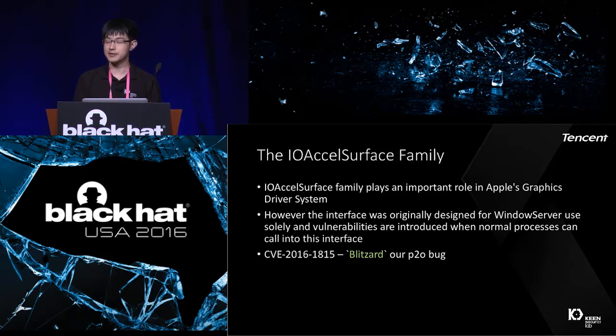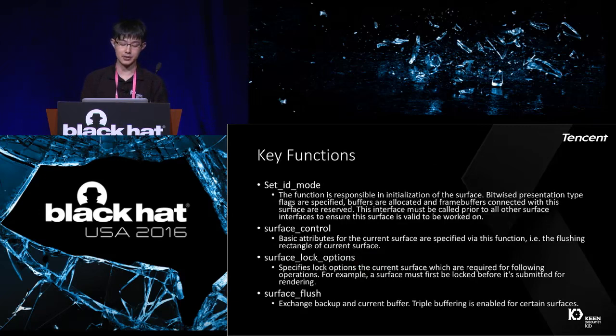The IOAcceleratorSurface actually exposes many interfaces through the external method function, and we use about six or seven external methods to complete our exploitation. These are the first four key functions in this IOAcceleratorSurface. The first is set ID mode, the second is surface control, the third is surface lock options, and the fourth is surface flush.